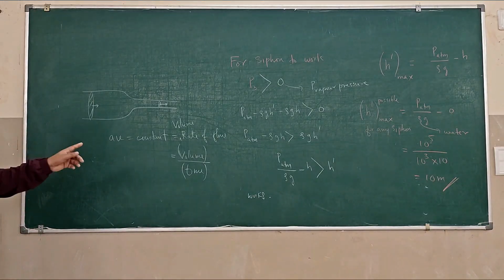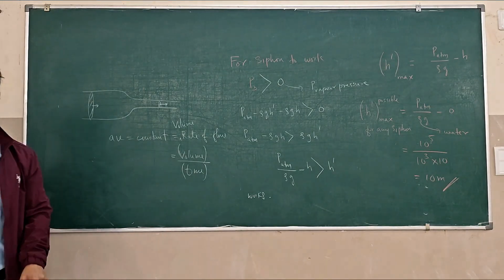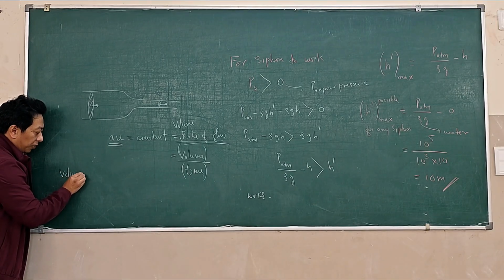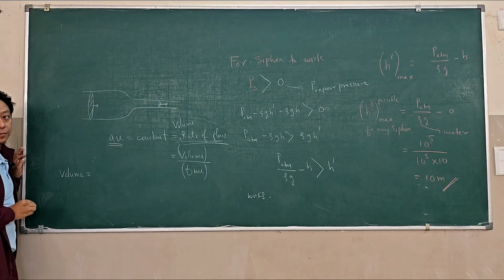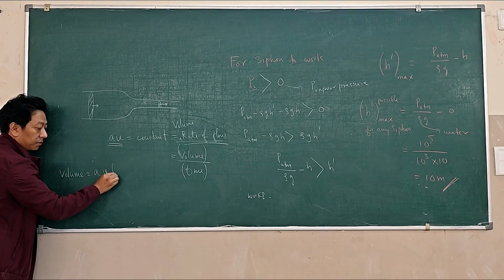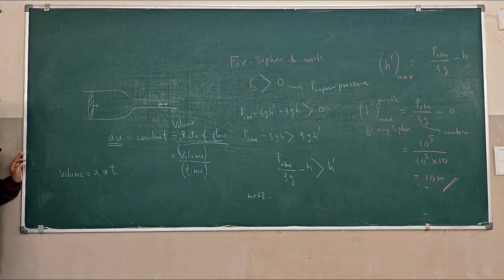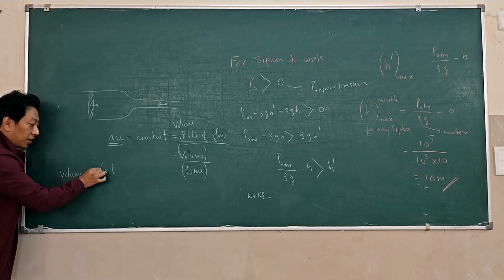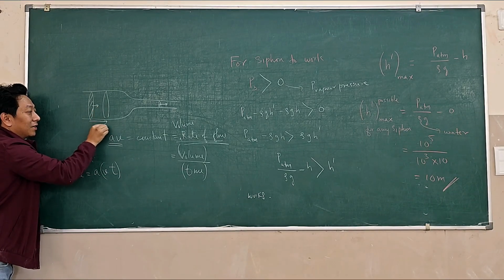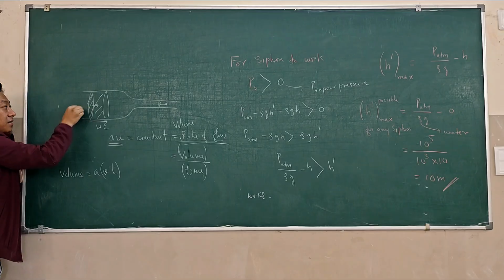How, sir? How is area into velocity the rate of flow? Anybody understood? What is the volume of liquid coming out? I told, area into Vt, distance covered. This is area, this is Vt, this is volume.